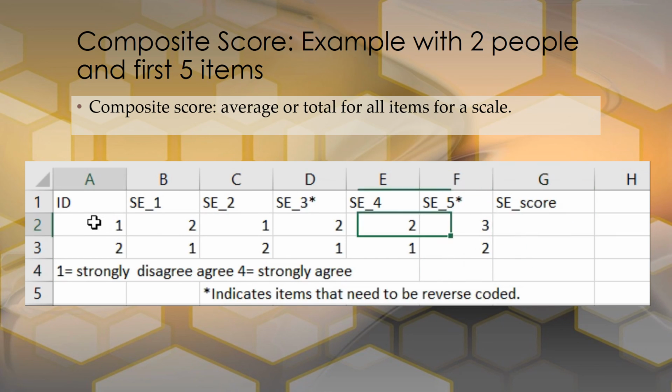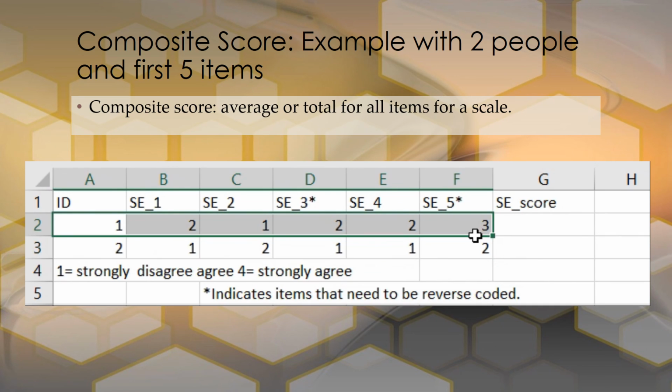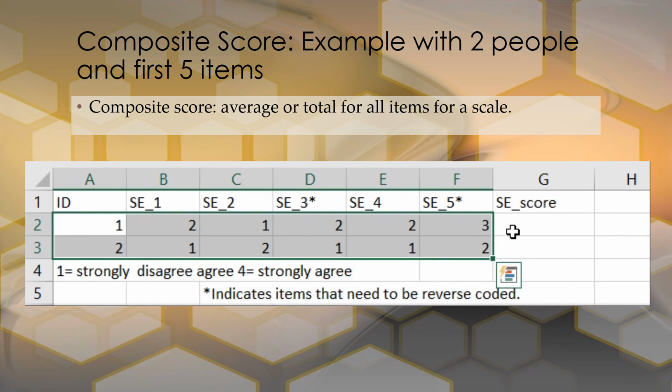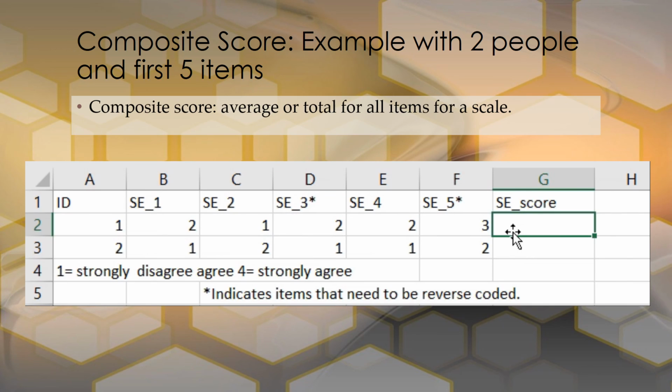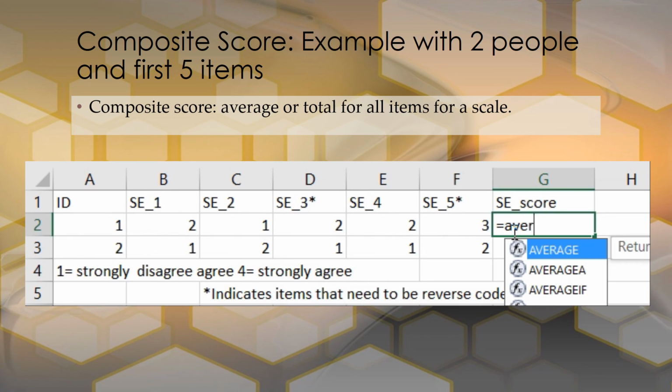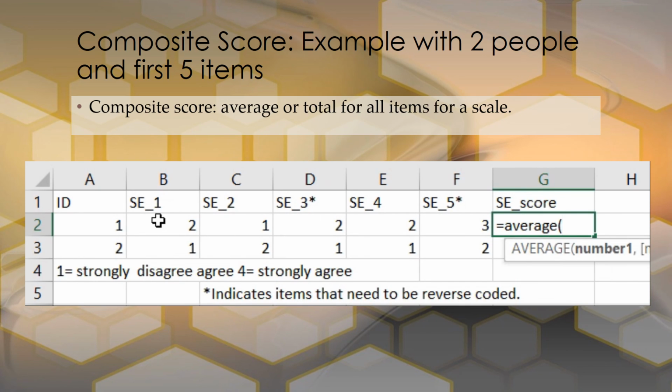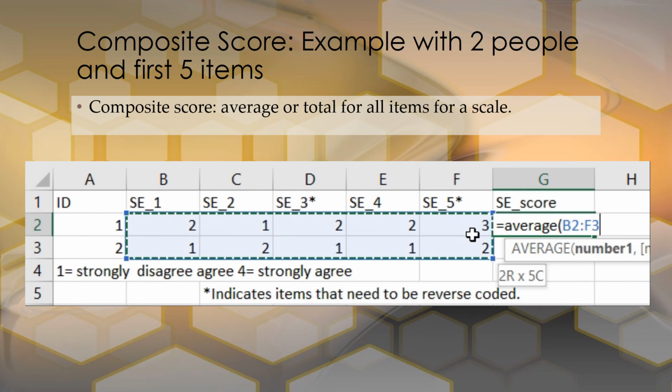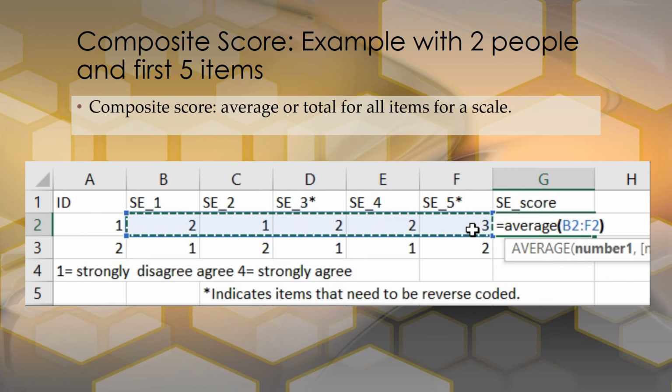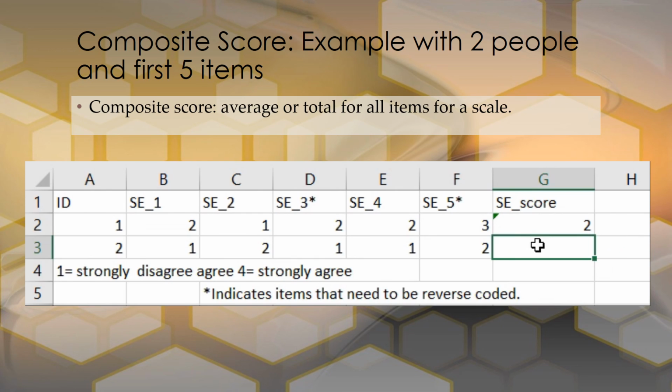So after you reverse code the items that need to be recoded, now, if that didn't make sense, you might want to go back a little bit in the video and see why I did that. And then you want to get the average. So we're going to average for each person. So average here. And then I'm just going to highlight their 5 responses and get the average. So their average is a 2.